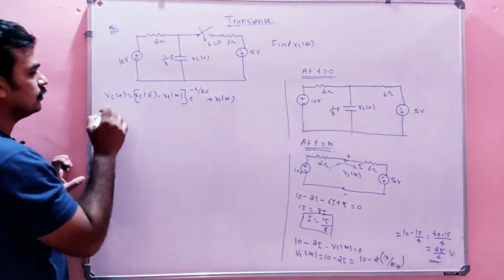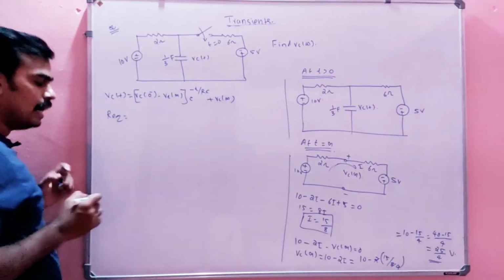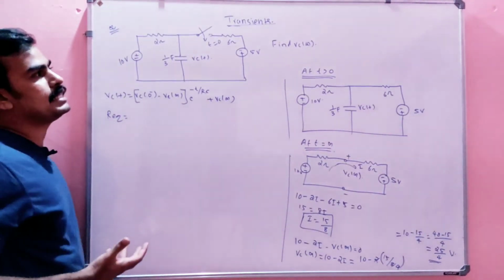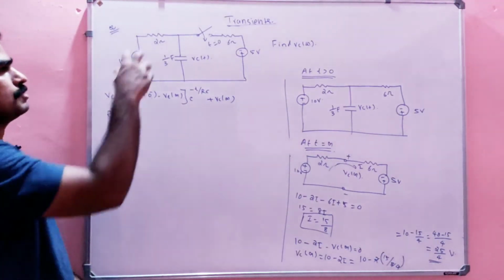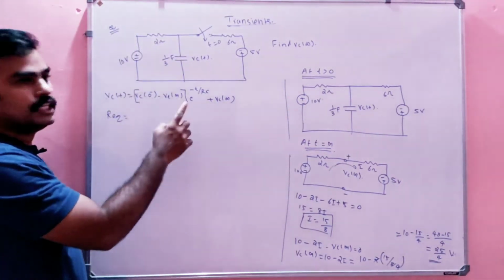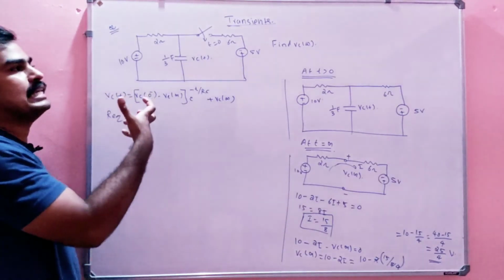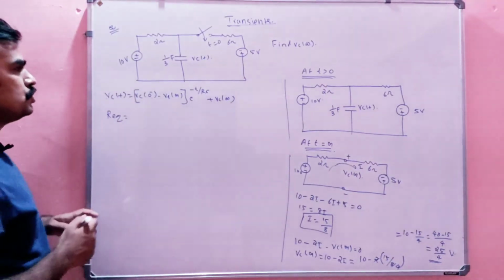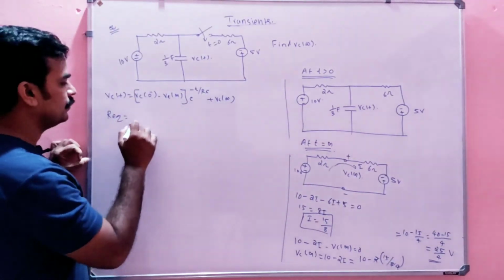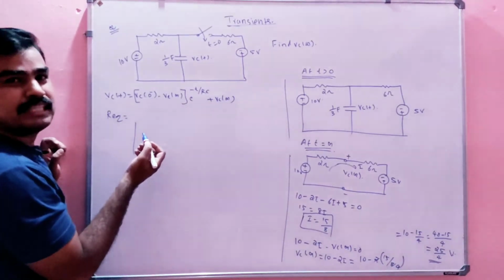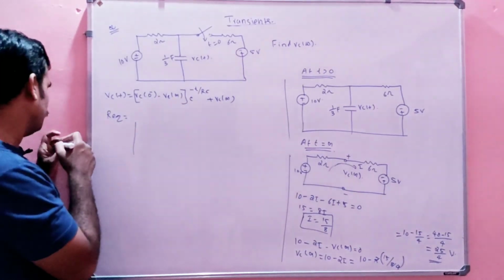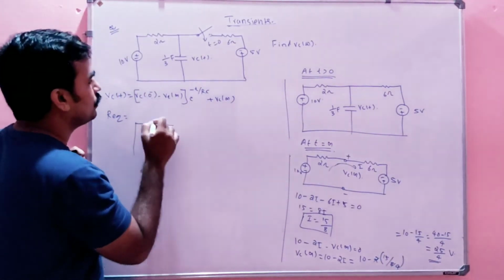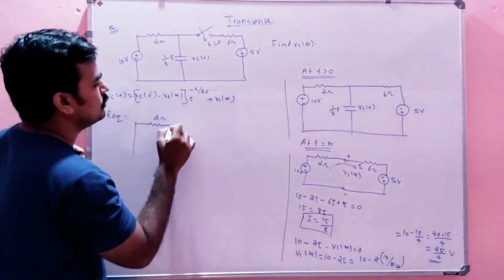And what is R here? What is R equivalent here? I told you that R equivalent is always considered with respect to the capacitor if it is an RC circuit, and with respect to the inductor if it is an RL circuit. So it's an RC circuit now. R equivalent is nothing but the Thevenin equivalent, right? So no need to consider this voltage if you are going to find the resistor.